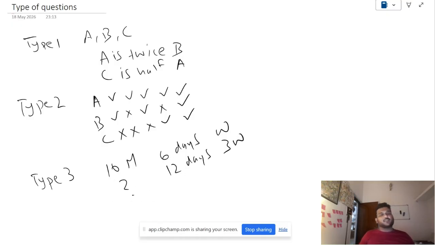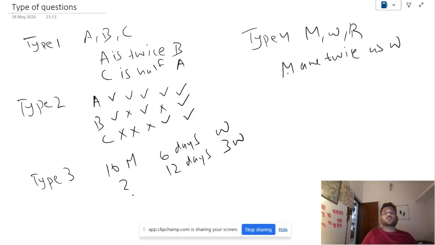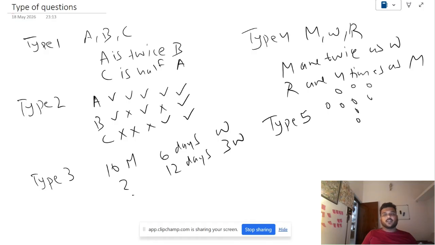So it's a pretty basic formula. We will look at it when we do the questions. Type 4 is where there are men, there are women, there are robots, and there will be conditions. Let's say men are twice as efficient as women, which is not true in real life, but for the question's sake, I'm saying it. Let's say robots are 4 times as efficient as men. So these conditions will be there, and accordingly we will solve. Type 5 is where there is, let's say, one man on the first day, and then there are two, or there are four, and then there are eight.